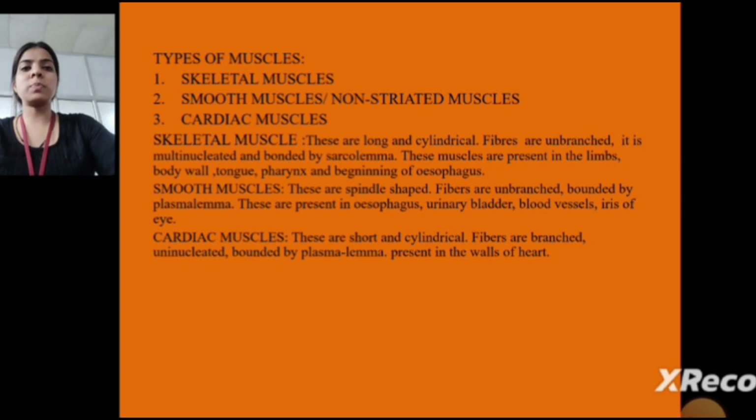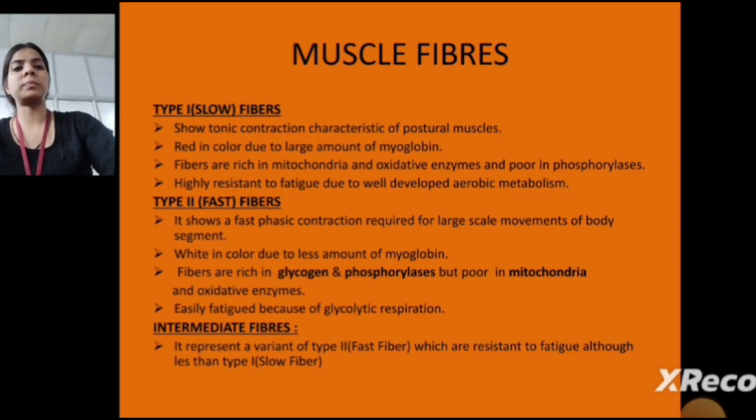Smooth muscles are spindle shaped and unbranched, bounded by the plasmolemma, and they are present in our esophagus, urinary bladder, blood vessels, and in the iris of the eye. Then cardiac muscles are short and cylindrical, their fibers are branched and uninucleated, bounded by plasmolemma, and present in the heart wall.